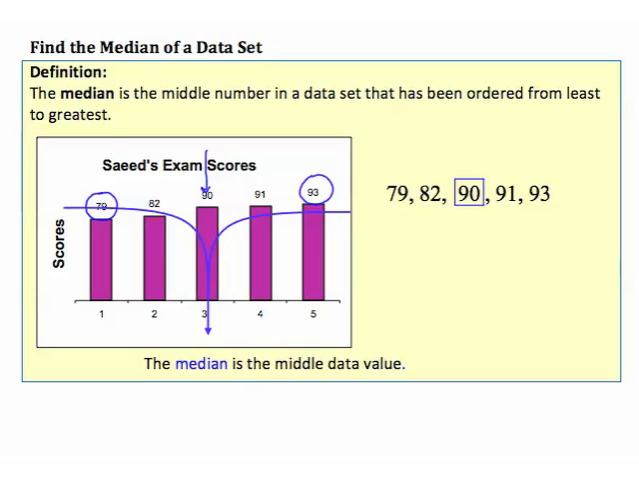So the median of this data set is going to be 90, and you can see we have that listed over here with numbers too. And this is typically how we would calculate the median. We wouldn't draw a graph to do this. We would just organize our sets of data from least to greatest and then find the one that is exactly in the center.